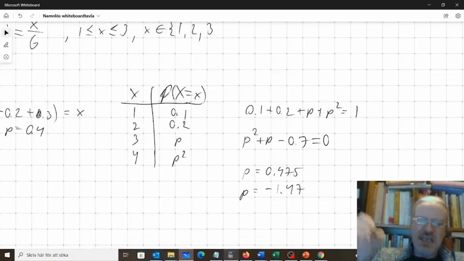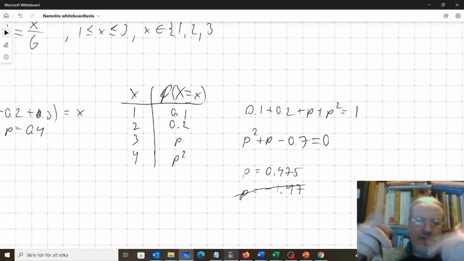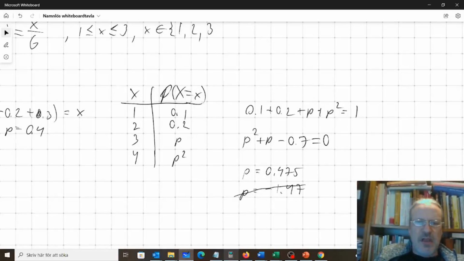But we can immediately see that minus 1.47 doesn't work because the probability will be outside the range, and so that one we can remove. You could get 2 different solutions that actually both work, and then you would answer with both solutions, right? But in this case, it's only one possible value for p, 0.475, or 47.5%. So that kind of exercise could happen quite often, but it should be quite familiar because you have done something similar in earlier chapters, right?